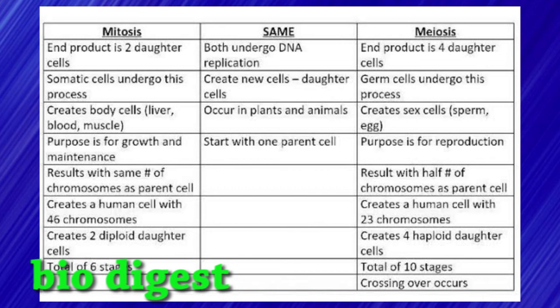Mitosis. 2 daughter cells are produced. Meiosis. 4 daughter cells are produced. Mitosis. Single nuclear division. Meiosis. 2 nuclear divisions. Mitosis. It helps in the growth and development of the body. It also helps in the replacement of worn out tissues. Meiosis. It helps in the production of gametes.